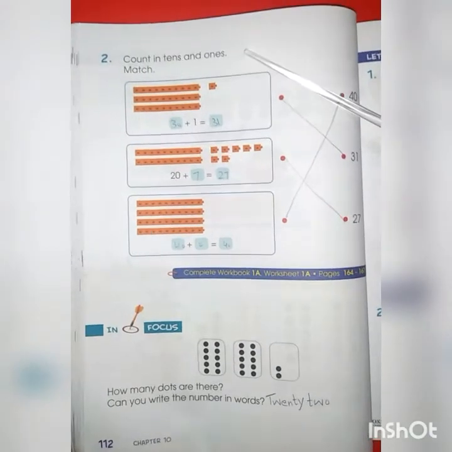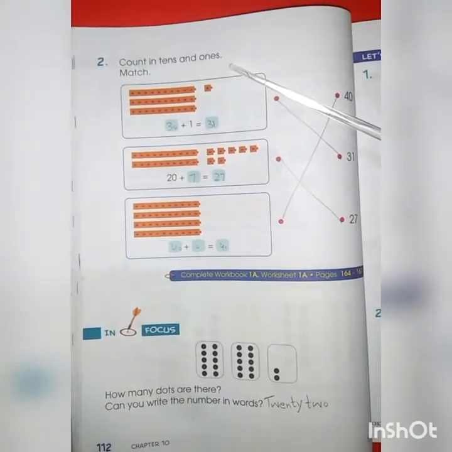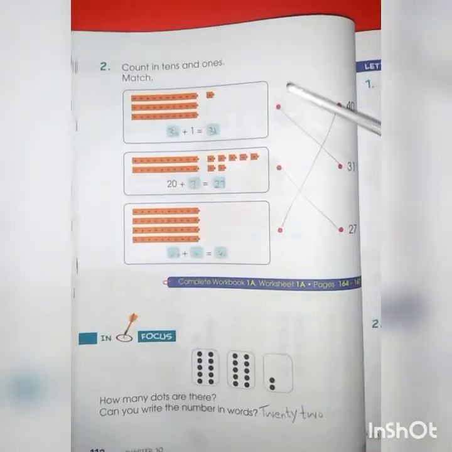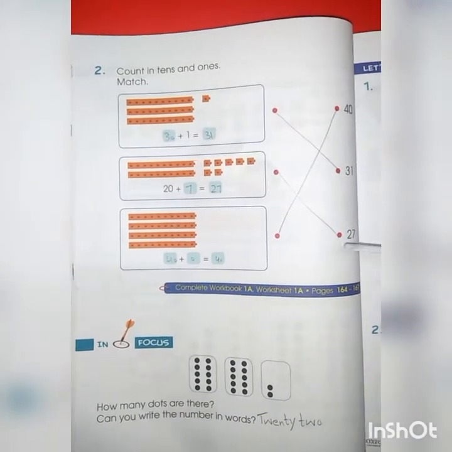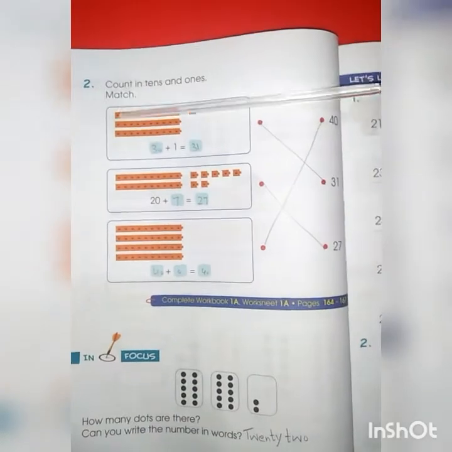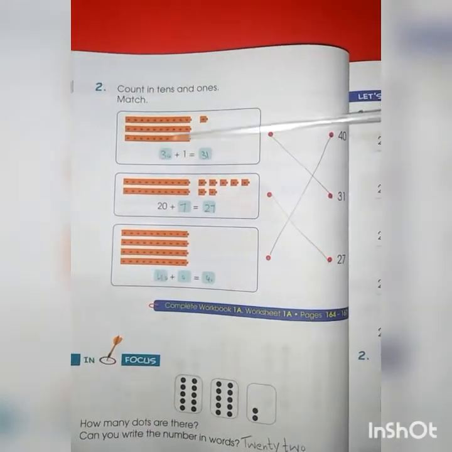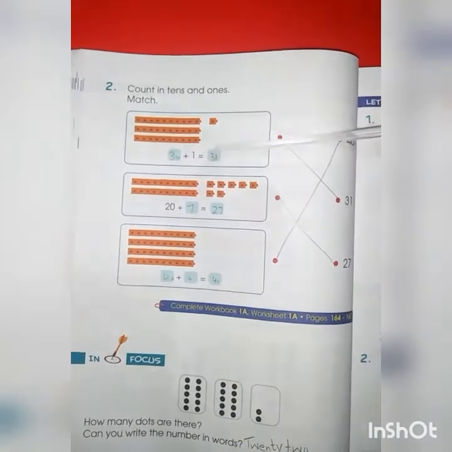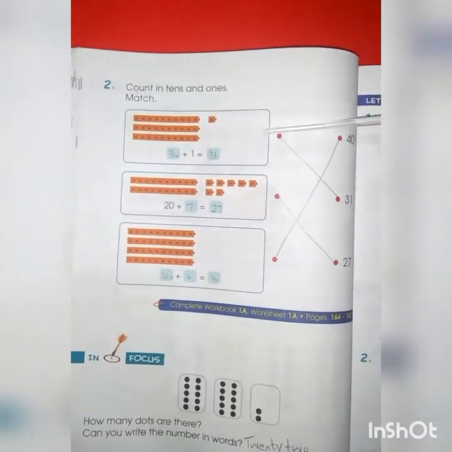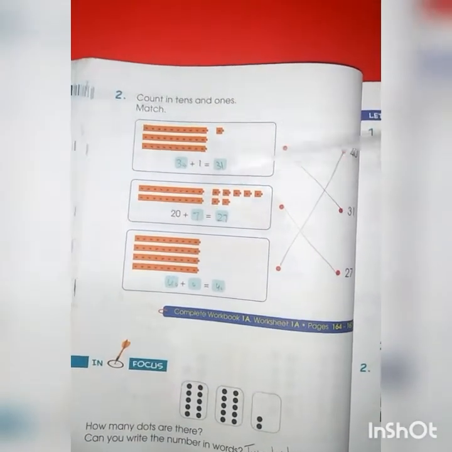Number 2. Count in tens and ones, match. First of all, we have to count in tens and ones, then we'll match with the correct number. Okay. 10 plus 10 plus 10, 30 and 1, 31. We will match it with 31.